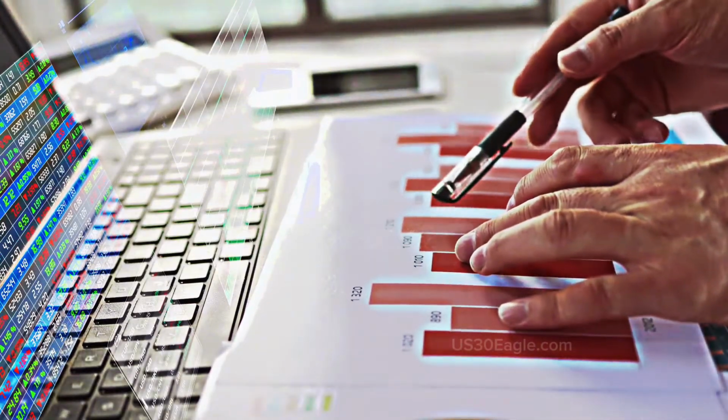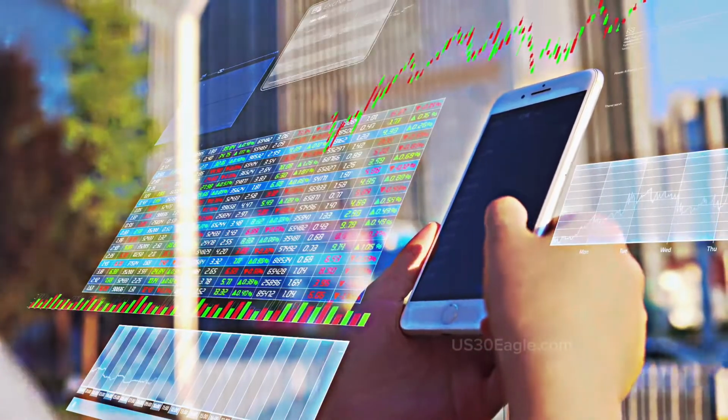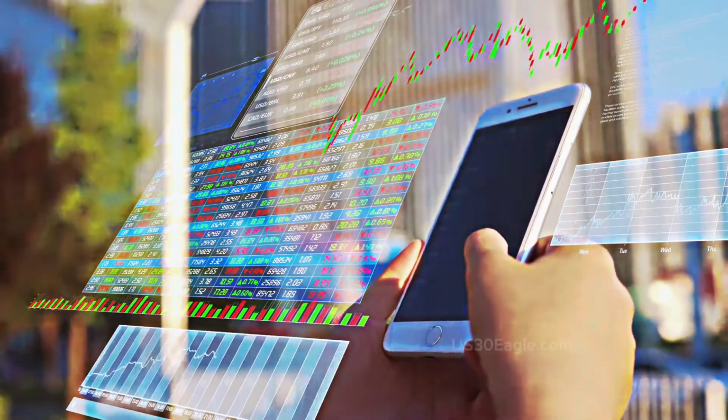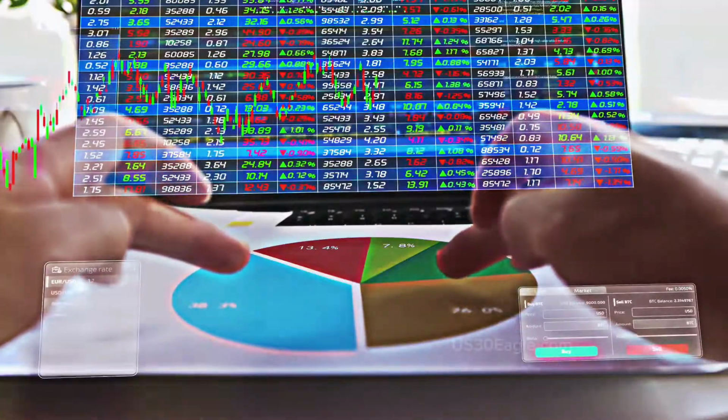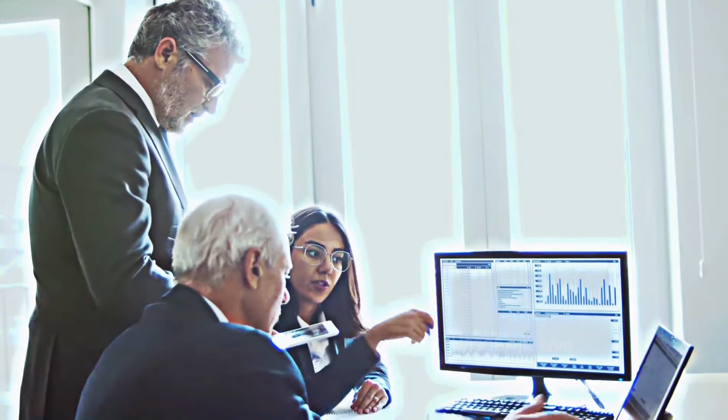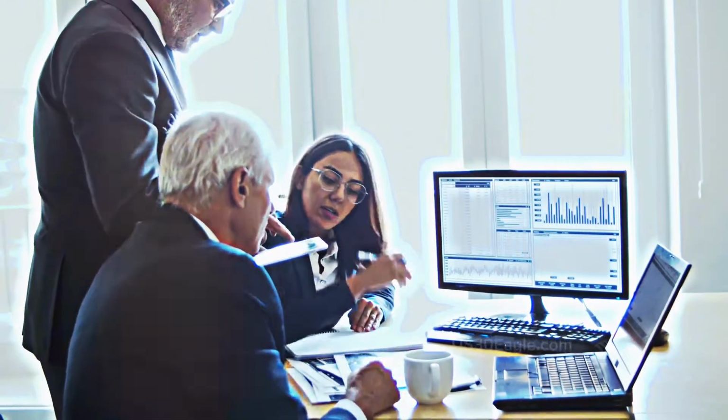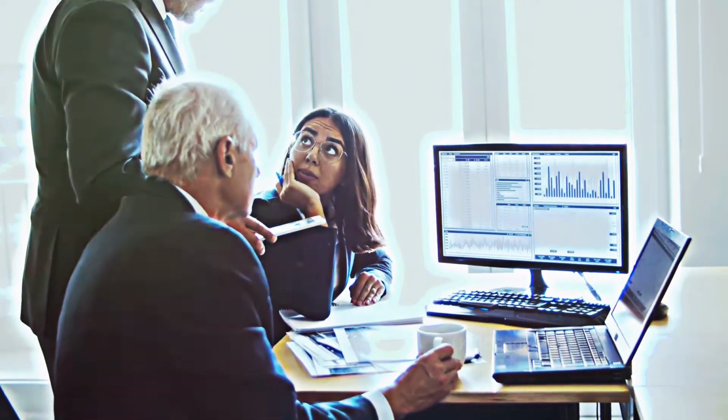Well, it's simpler than you might think. You see, trends are composed of higher highs and higher lows in an uptrend, and lower highs and lower lows in a downtrend. If the price is making higher highs and higher lows, well, that's a clear sign of an upward trend. On the contrary, if the price is making lower highs and lower lows, that's indicative of a downward trend. Now let's talk about sideways trends.